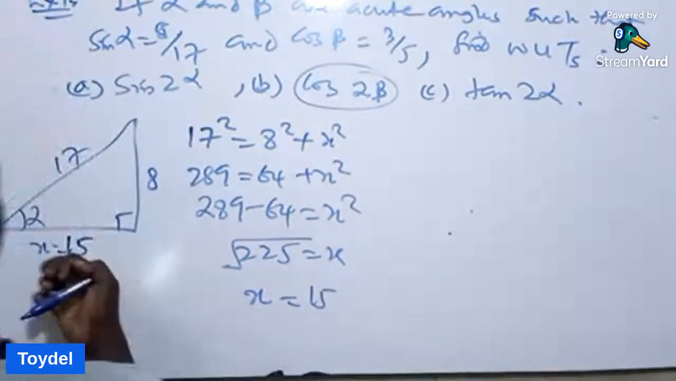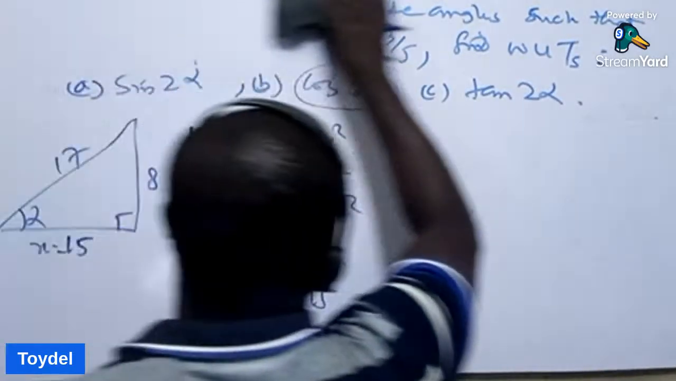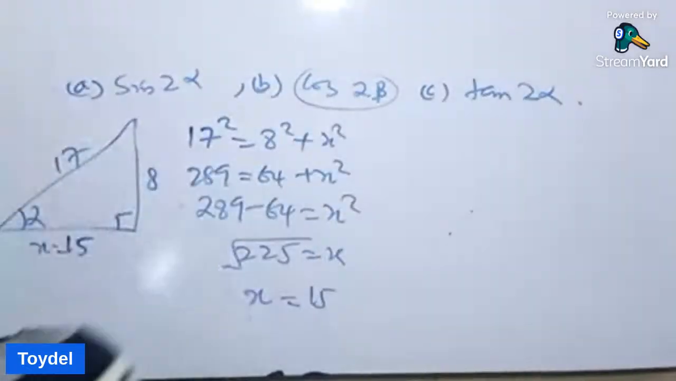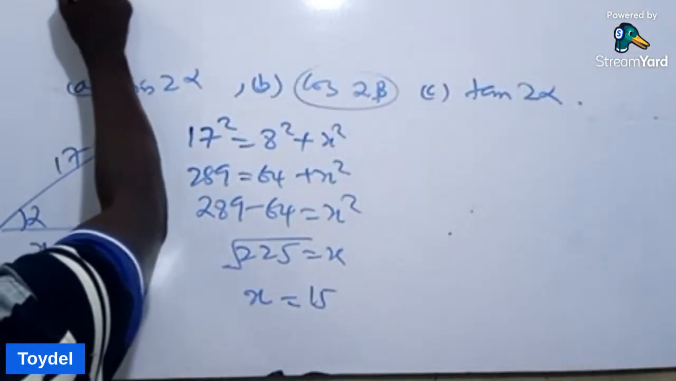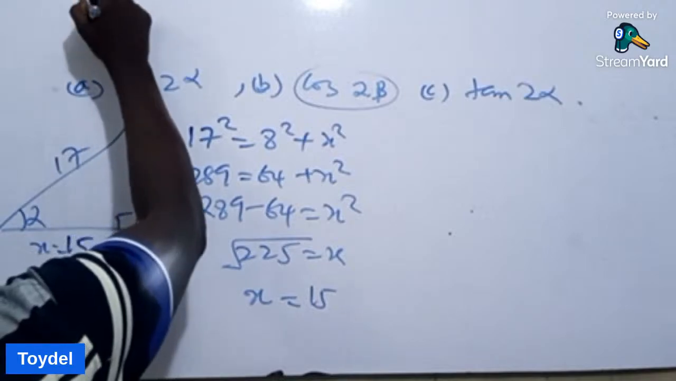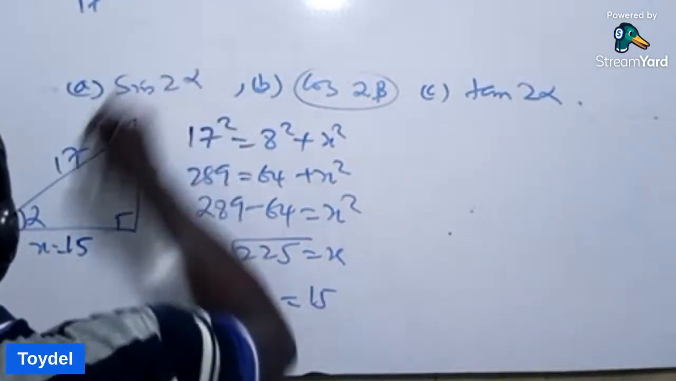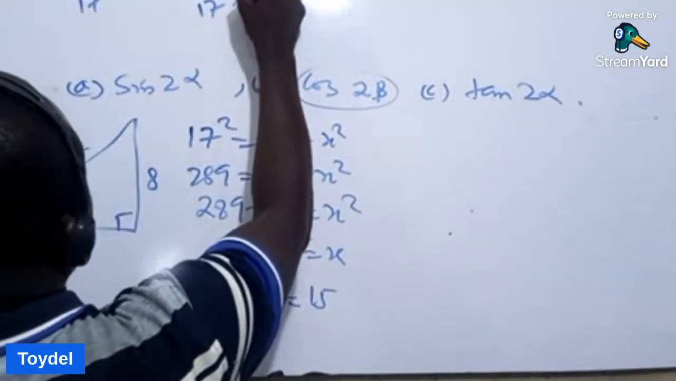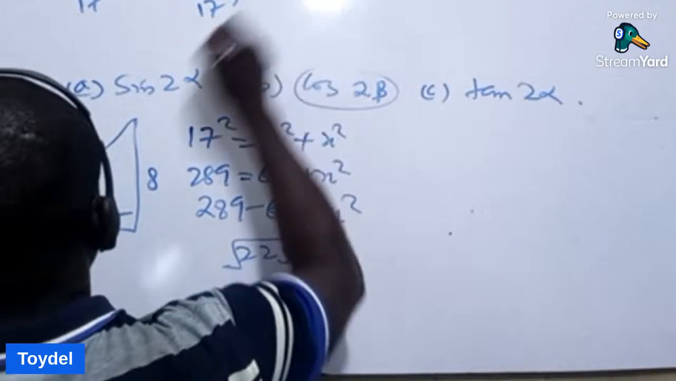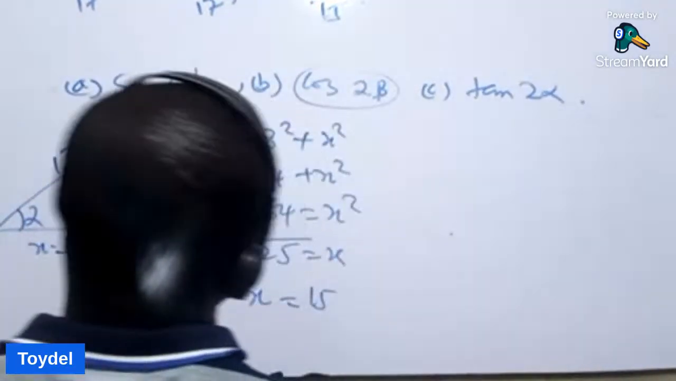So once I've gotten the value of the third side, I can go ahead and write the expressions. Let me write everything here. We know sine alpha is 8 all over 17. So we can find cos alpha now. Cos alpha will be adjacent over hypotenuse, 15 all over 17. Tan alpha will be opposite over adjacent, 8 all over 15. So we have gotten the expressions for that.